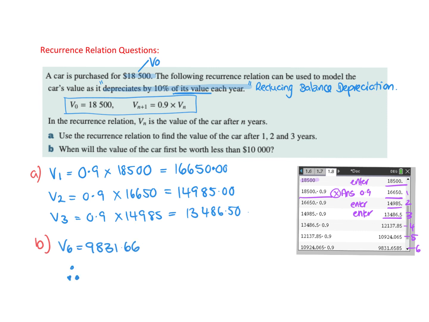So then I'll write therefore. That's just the symbol for therefore. A lot of mathematicians use it, so we don't have to write out the word. So after 6 years, it'll be less than 10,000.